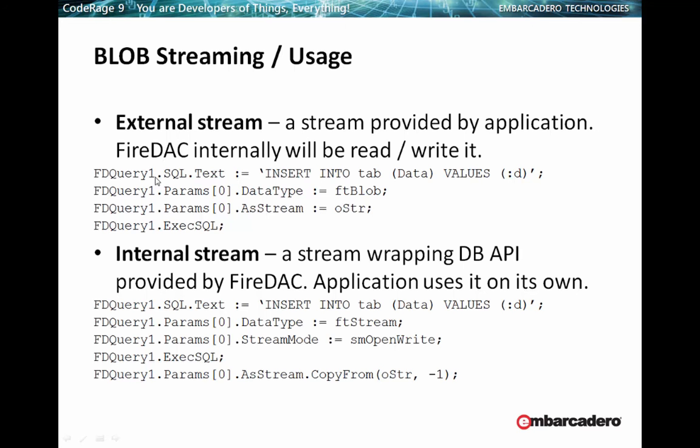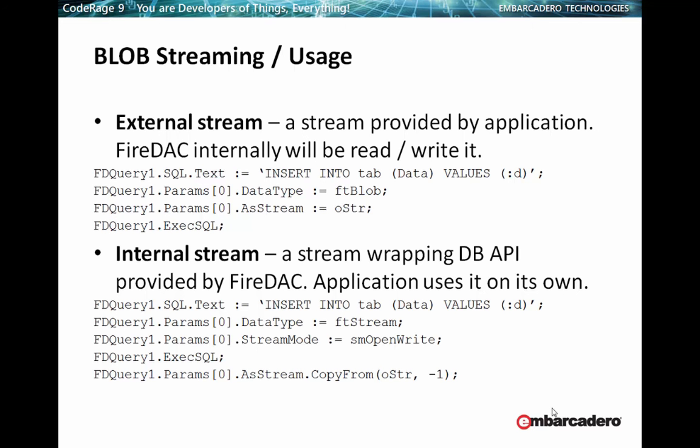So, the same SQL command, insert command. Then we set the parameter data type to ft_blob and assign a stream to the parameter using the AsStream property. And after this assignment, FireDAC will manage the stream internally. You should not release the object. Then we call ExecSQL and the stream will be internally sent to the database.